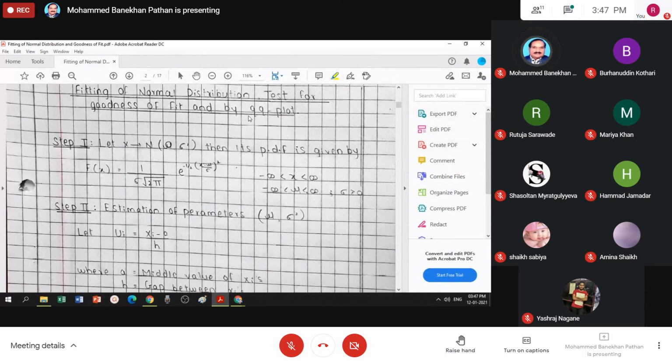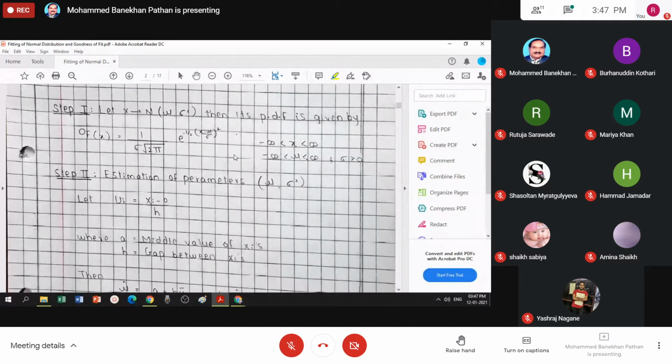By mode, median, mean. Because if the distribution is symmetric, all these three measures of central tendency coincide with each other. We have the PDF of a normal random variable as small f(x) equal to 1 upon sigma root 2 pi e raised to minus half bracket (x minus mu upon sigma) whole bracket square. It is a continuous function.